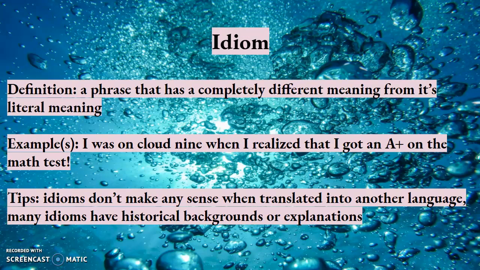Idiom. The definition for an idiom is a phrase that has a completely different meaning from its literal meaning. So an example of an idiom is, I was on cloud nine when I realized that I got an A plus on the math test. So the idiom here is cloud nine, and cloud nine means that you're really happy and joyful.